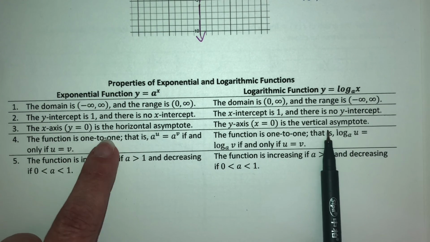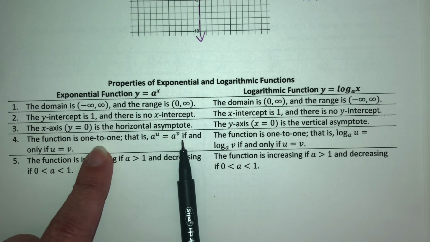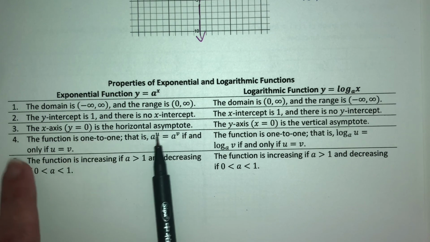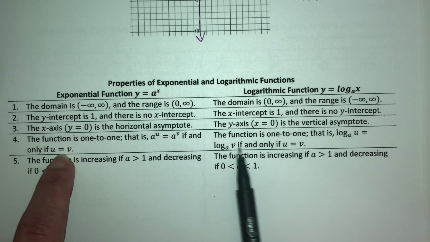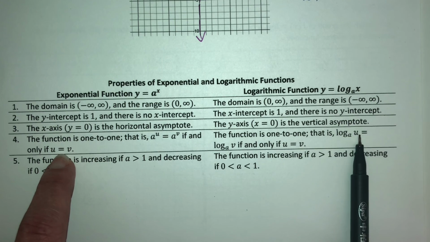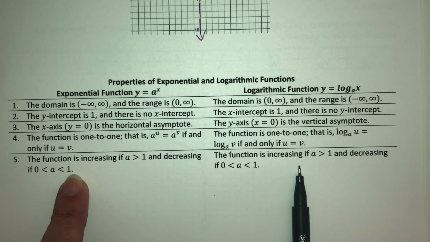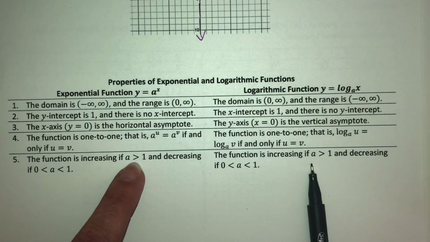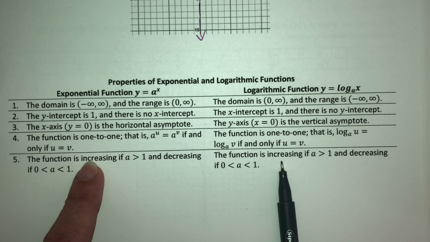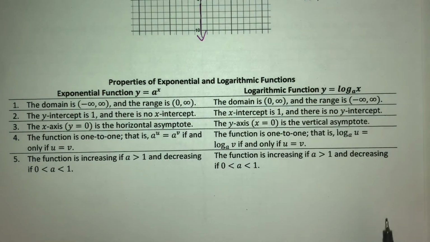Okay, both of these are 1-to-1. So here we've used this property already. If you have the same base here and here, you can set the exponents equal. Here, if you have the same base here and here, you can set your arguments equal. This is the only part that is the same on both sides. If your a value is greater than 1, you're increasing. And if your a value is between 0 and 1, your graph will be decreasing.